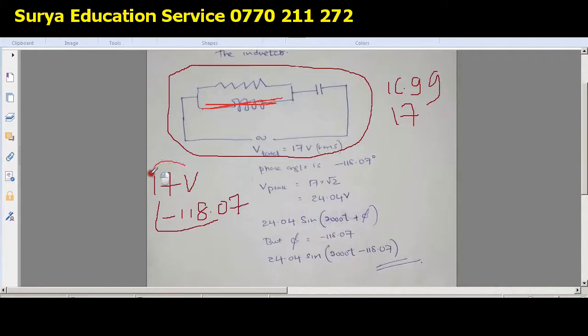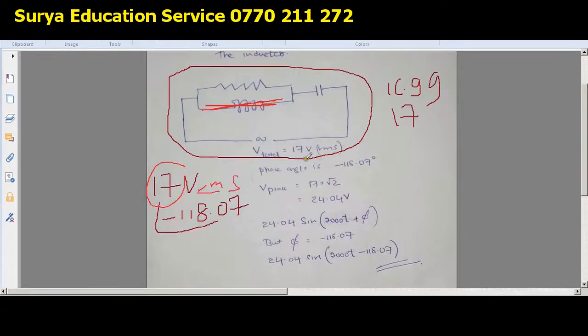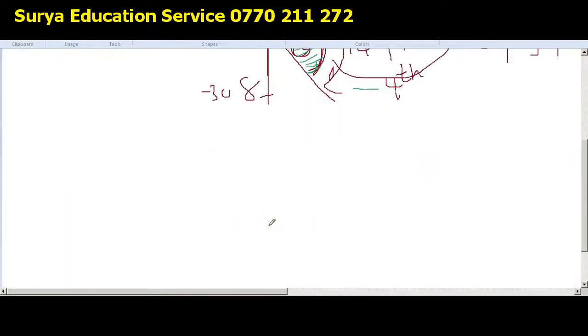So this 17, what is the 17? This 17 is the V. What is this voltage? This voltage is the root mean square voltage, right? Be careful, guys, this is not the peak value, this is the root mean square value. The root mean square value is 17. How can you evaluate the peak value? Multiply that by root 2. So the peak value would be 24.04. So you can obtain the equation. What is our general equation? I told you we have the general equation according to the format.